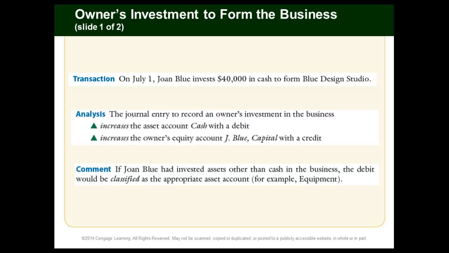It says here, if Joan Blue had invested assets other than cash, the debit would have been classified with whatever the appropriate account is. So instead of saying Joan put $40,000 cash in the business, what if Joan gave the business equipment of $40,000? We would debit office equipment $40,000 and credit the equity capital account $40,000. Do you see what I'm saying? But in this case, it's cash, so we're going to record it as cash.